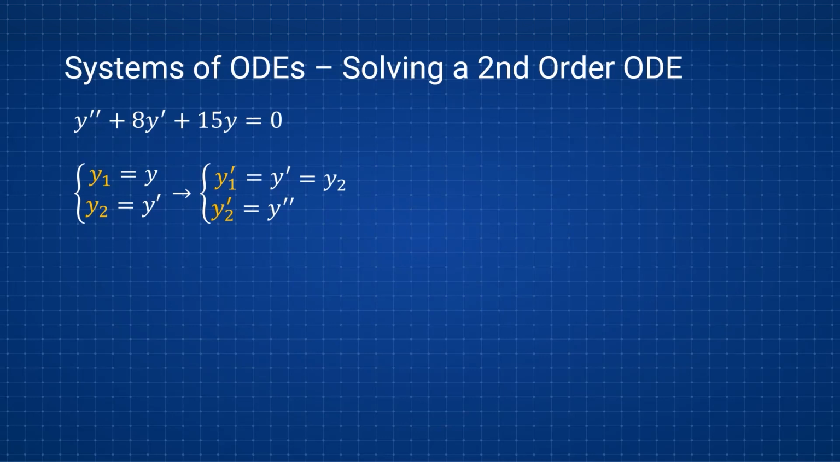And then for y double prime, since we don't have a definition for that one, basically we need to get that one from the equation. So what I'll do is I will set everything on my original equation, I will send everything to the other side and just leave the y double prime by itself. And you can see that I will now get that y double prime is equal to negative 15y minus 8y prime.